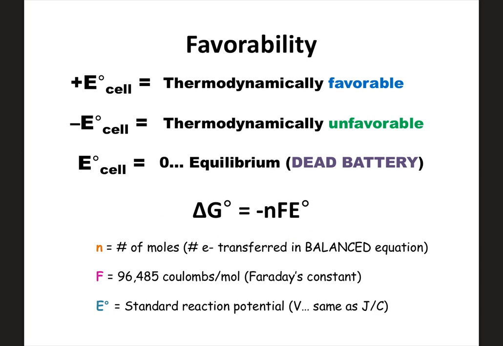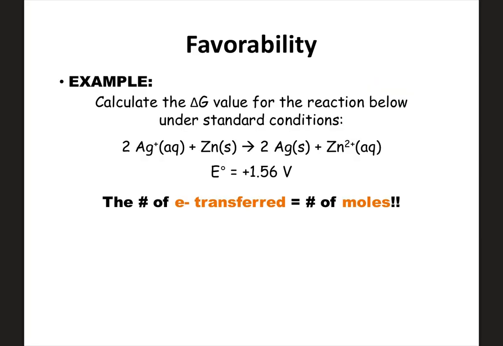But you're going to have to use this equation to be able to calculate some things. The first example we see here is actually pretty easy. We want to calculate delta G for this reaction under standard conditions. They gave us the entire reaction already balanced, so that makes it very easy. And we already have the E naught given as 1.56 volts. So we basically already have everything we need. We're just going to plug in. Our equation is delta G equal to negative NF E naught.